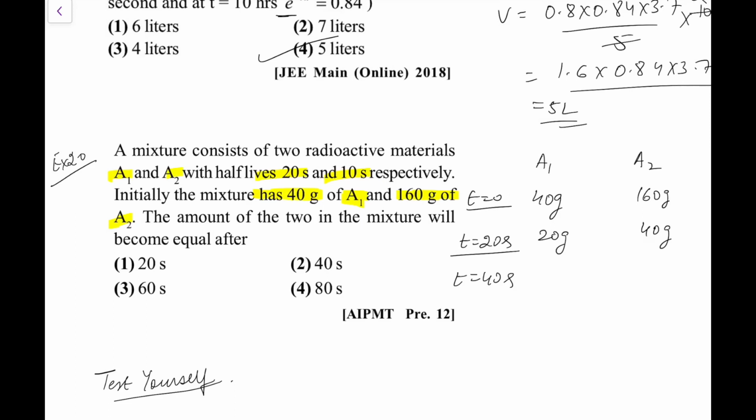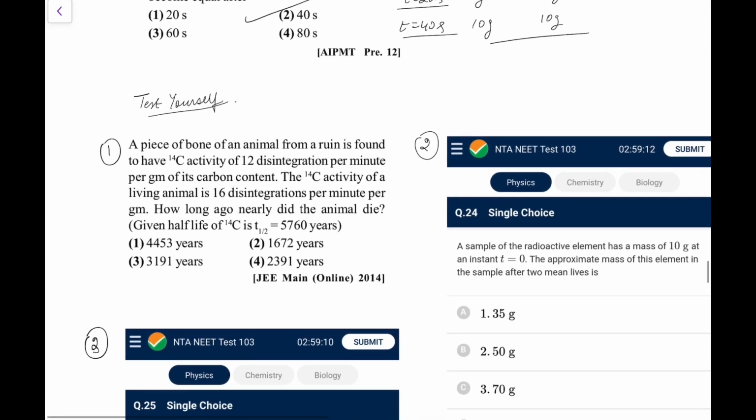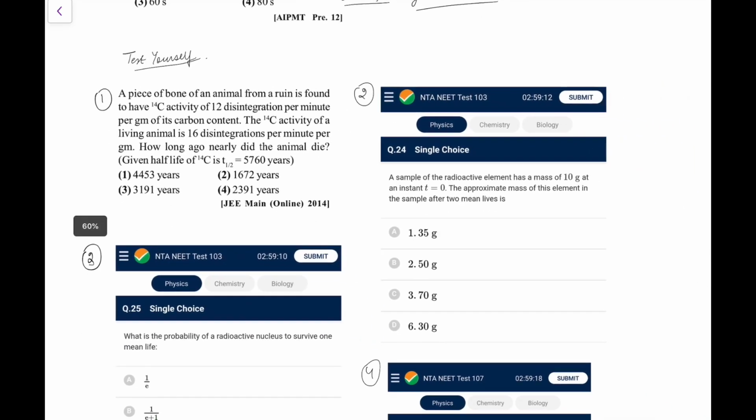And if I check again at 40 seconds, it would be 10 gram and it will again be 10 gram. So they are coming the same at 40 seconds. You can directly do it by this comparison. Now check yourself again. You can test yourself on how to do this.